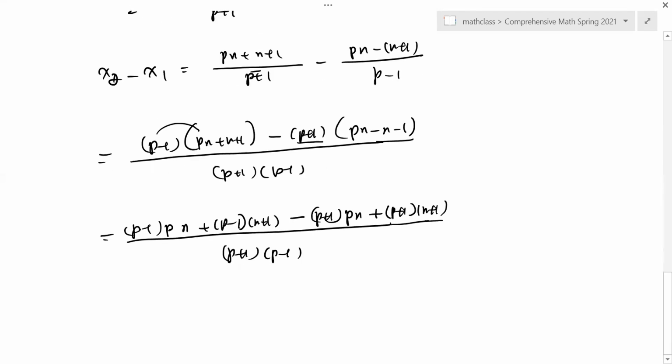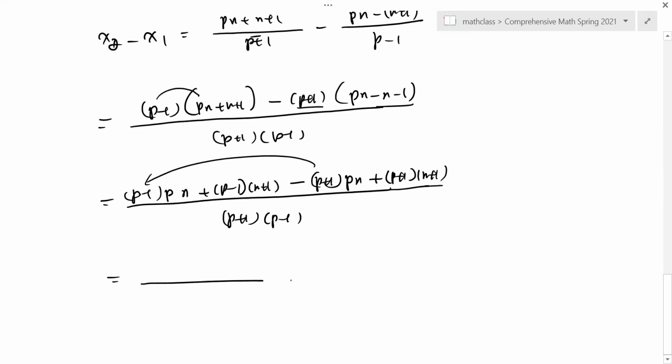Okay, so now it's easier to do this computation. What you get here is p, and p is the same. So p minus 1 minus p plus 1 is actually negative 2pn. And how about the other two terms? p minus 1, p plus 1, add them together, it's 2p, right?